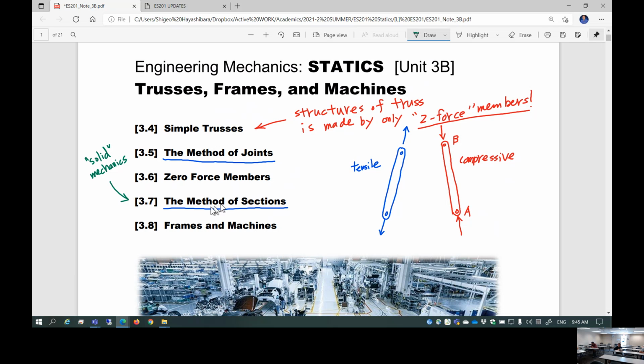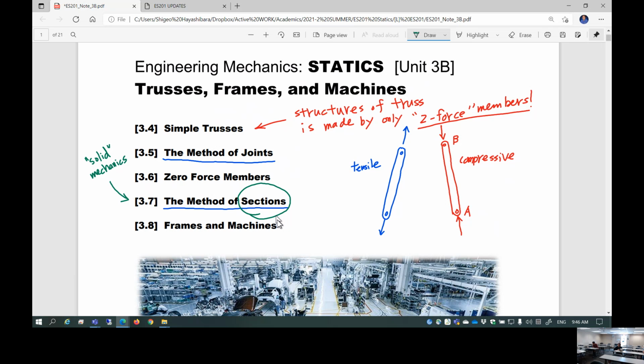Actually, okay. Section means you're going to cut through the material and take a look at what's going on inside of the material. That actually does not belong to statics. It belongs to solid mechanics, which is ES202, which you're going to take after this class. So method of sections is, you know, sort of a sneak preview of solid mechanics. Okay, so I'm going to be very careful about that.